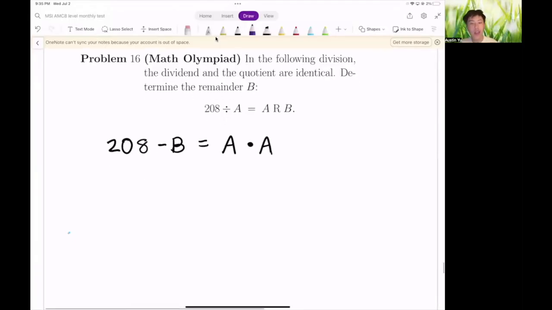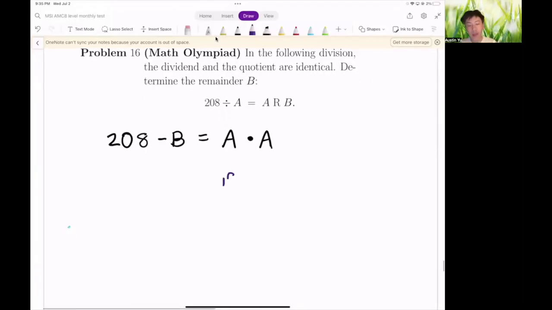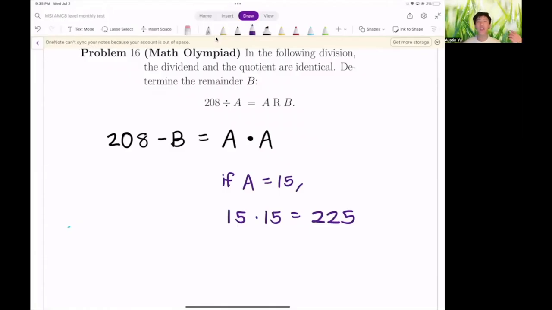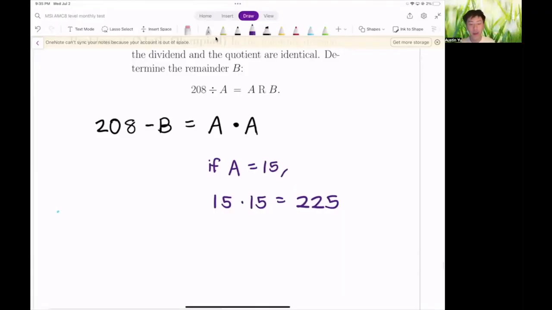Well, let's take 15 for example. If a were to be 15, then that would be 15 times 15, right? Equal to 225. 15 cannot work because 208 is less than 225. And 225 is already greater than 208. So how can we get to 225 if we're already subtracting b? So then we see that 15 cannot work.